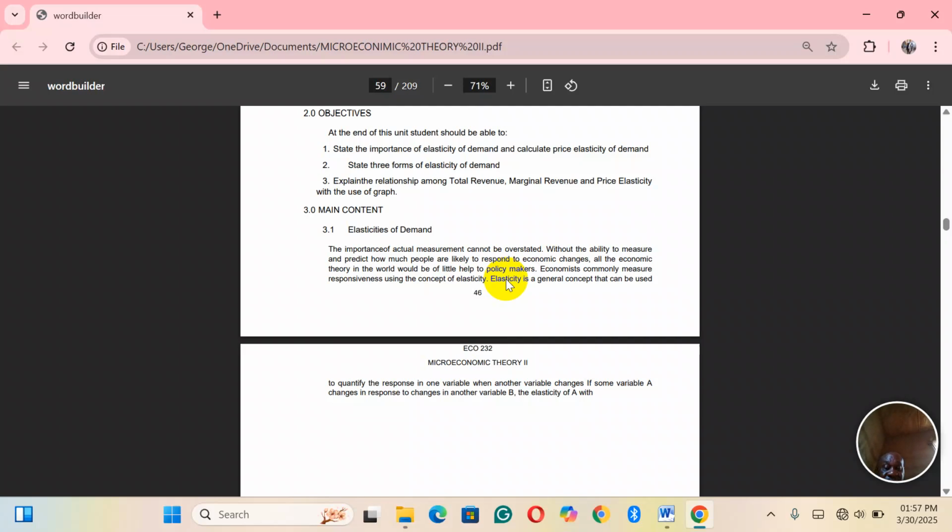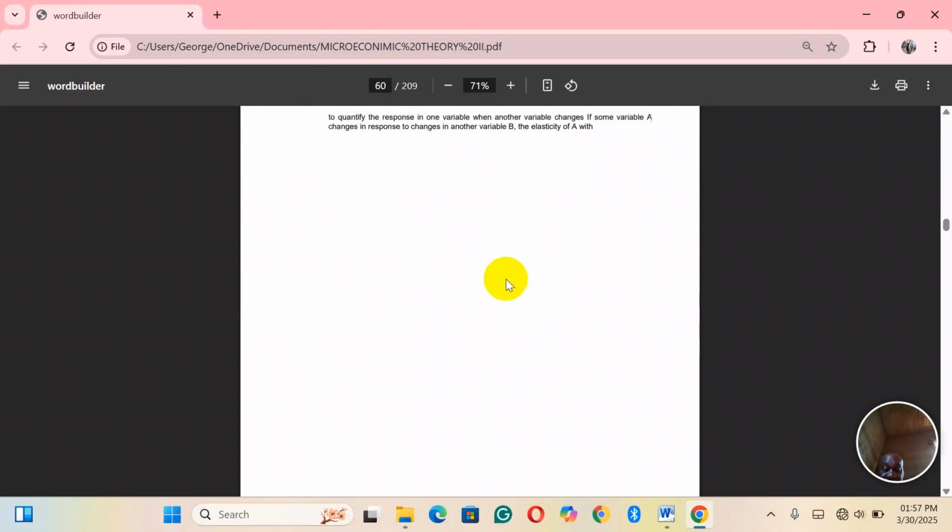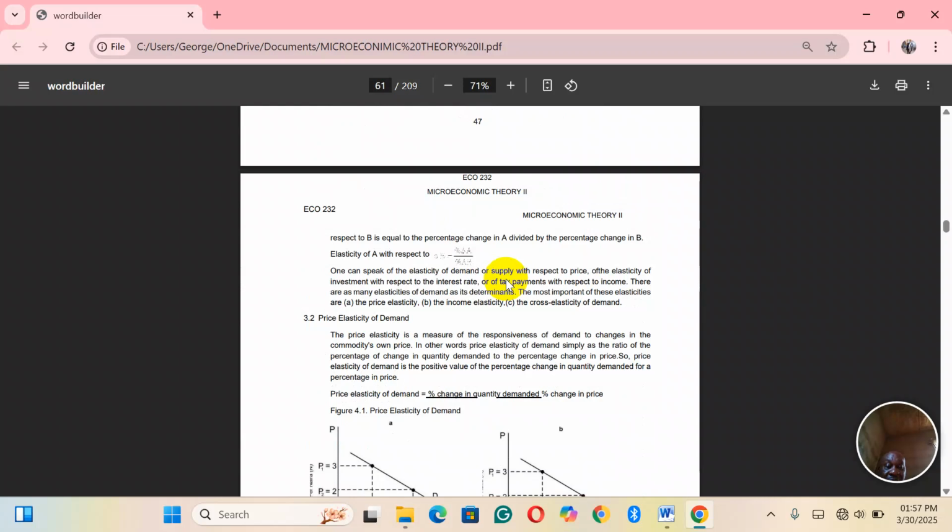So economists commonly measure responsiveness using the concept of elasticity. Elasticity is a general concept that can be used to quantify the response in one variable when another variable changes. If some variable A changes in response to a change in another variable B, the elasticity of A with respect to B is equal to the percentage change in A divided by the percentage change in B.